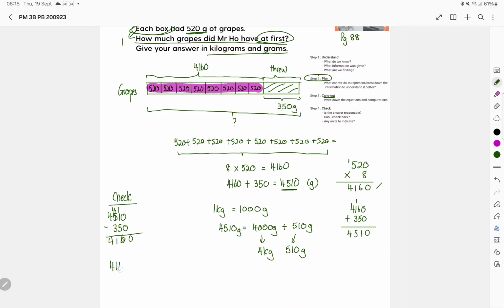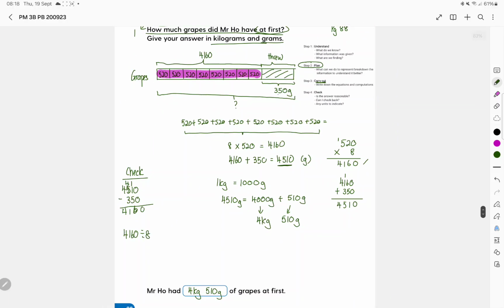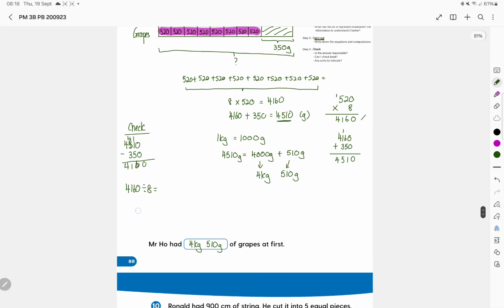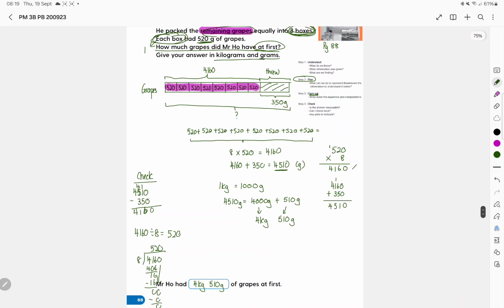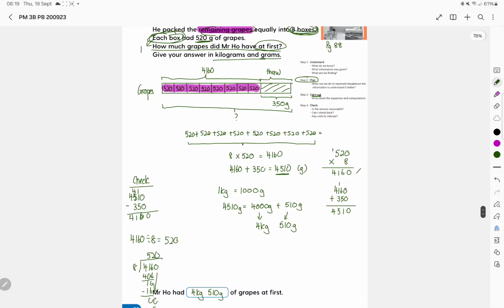Then what does he do with the remaining grapes? He grouped it into 8 groups. So you divide by 8 and you check whether each box is 520 as mentioned. If you do your long division, you take your 4,160 and divide by 8. You notice that you will get 520, which is what's mentioned in the question. So you know you're on the right track. Okay, that's the end of this video recording.